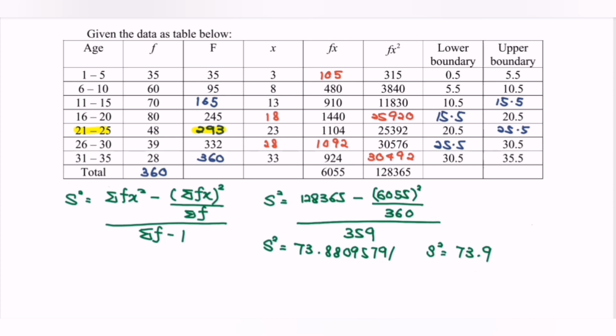Next, if we wish to find the standard deviation, it means that we have to square root both sides. So the standard deviation is equal to 8.59543301. If we round up the situation, the standard deviation will be equal to 8.60. So that will be the situation for the variance and the standard deviation.